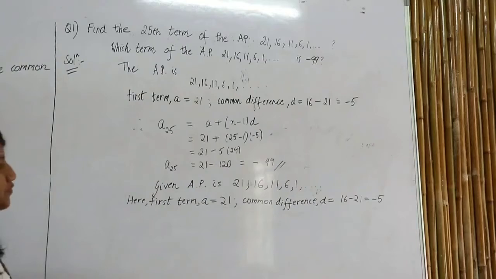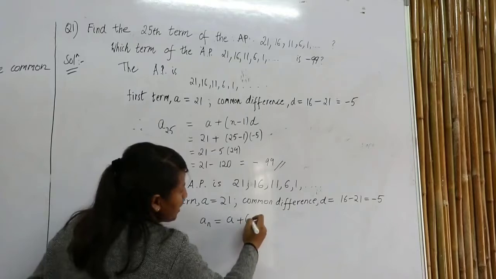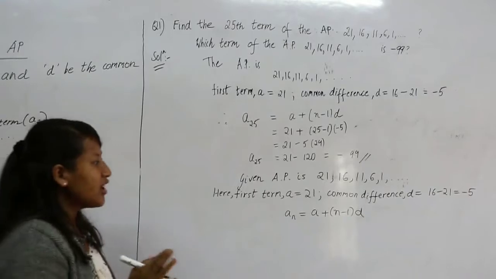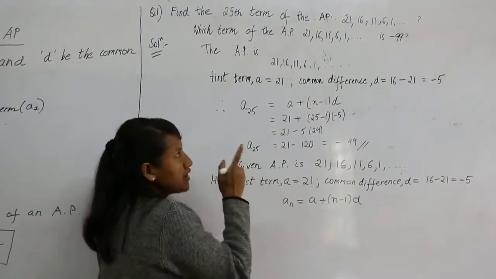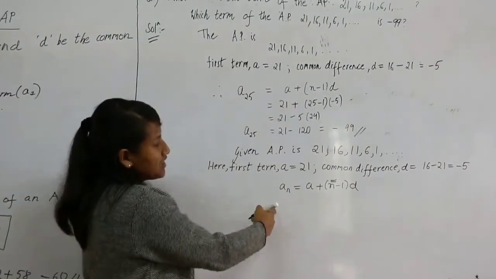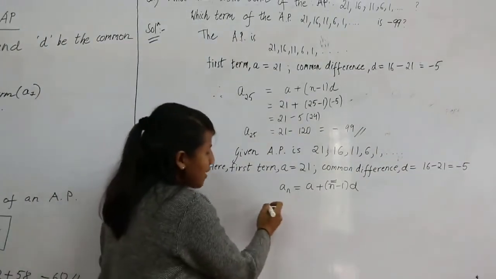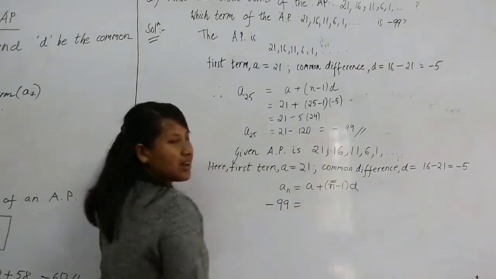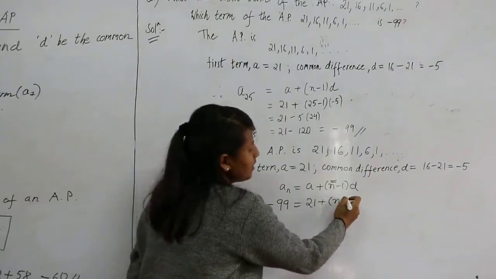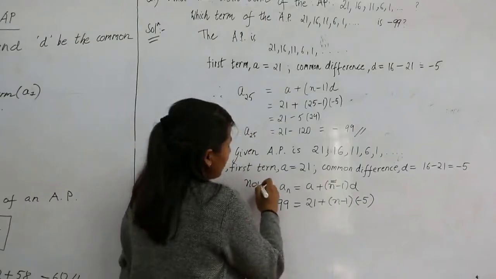Then we have to use that formula. Now an equals a plus n minus 1 d. Remember, when you say which term, you have to find n. So that minus 99, look here, is in fact this an. So minus 99. What is the first term? That is 21 plus n minus 1. What is d? It is minus 5.